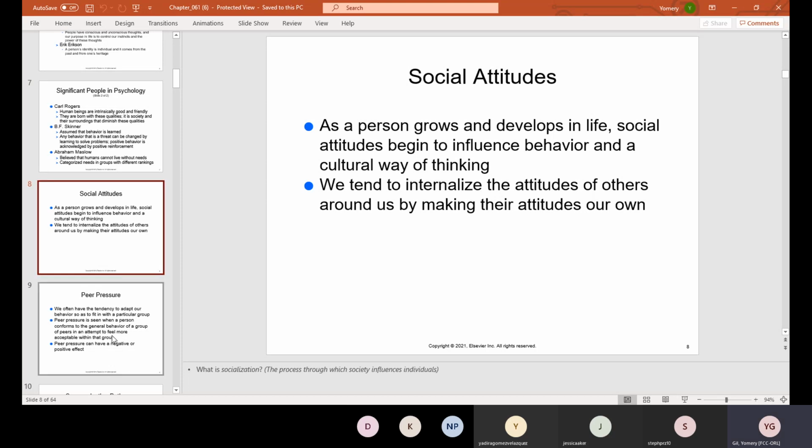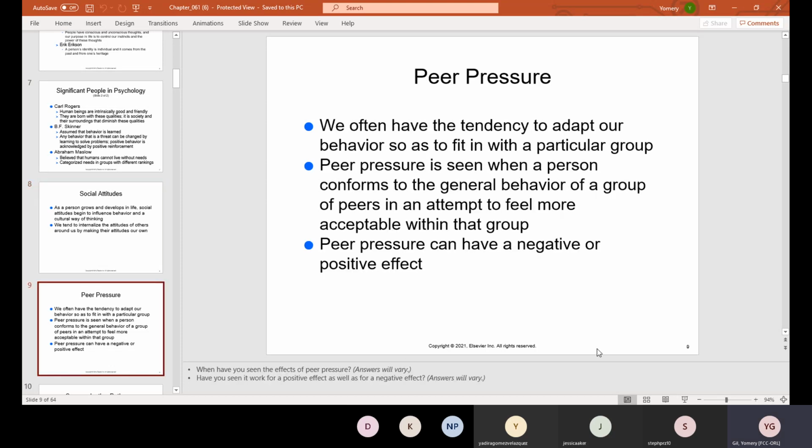Next, we'll talk about peer pressure. We often have the tendency to adapt our behavior so as to fit in with a particular group. Peer pressure is seen when a person conforms to the general behavior of a group of peers in an attempt to feel more acceptable within that group. Peer pressure can have a negative or a positive effect.